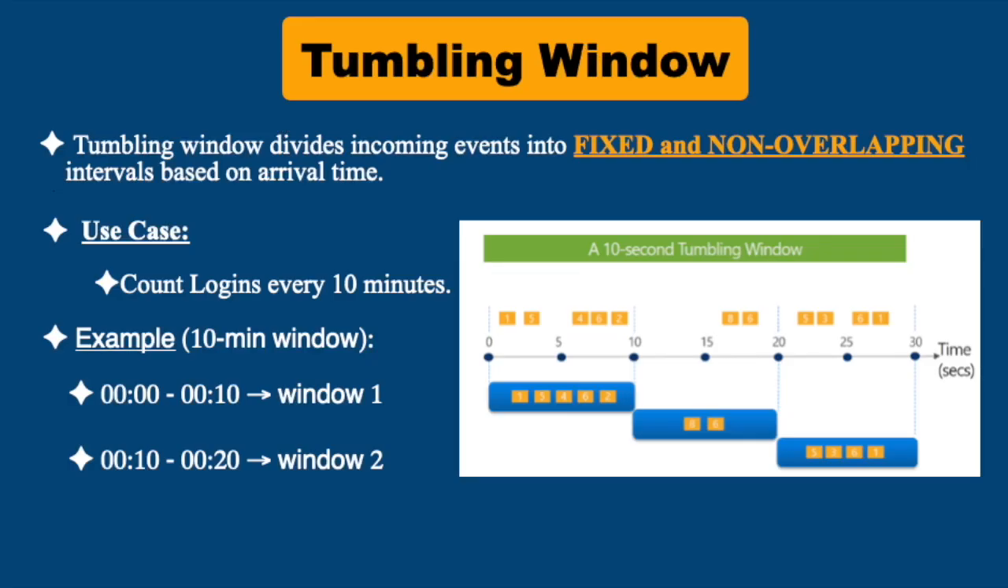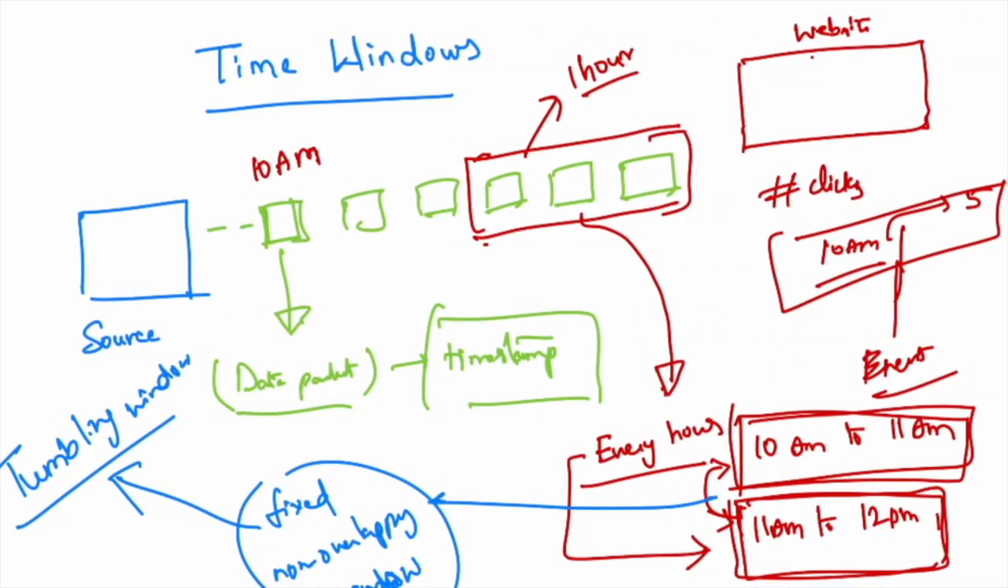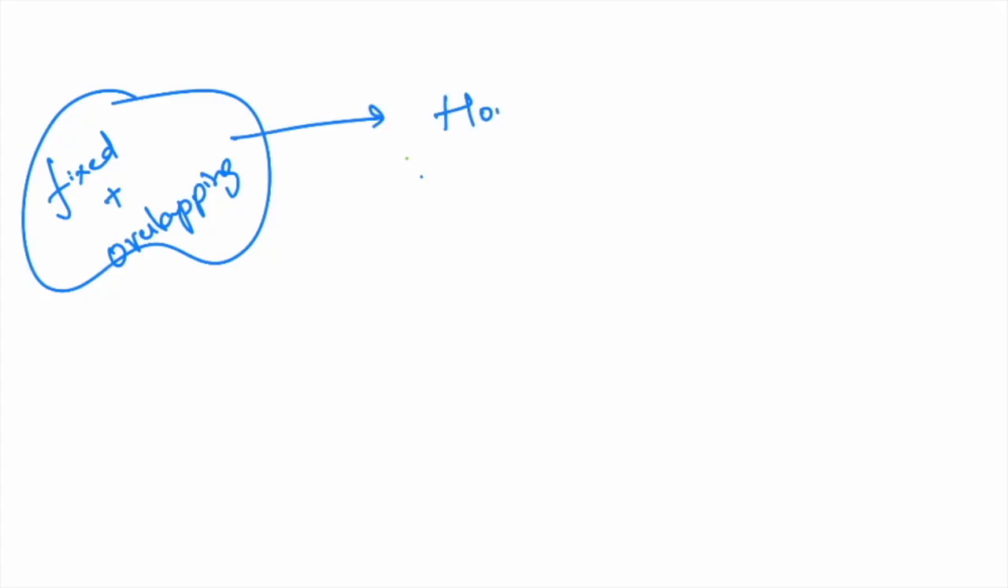So a tumbling window divides the incoming events into fixed and non-overlapping intervals based on arrival time. One use case is to count the number of logins every 10 minutes. So 0 to 10 minutes, that's window 1, 10 to 20 minutes, that's window 2, and so on. Now, obviously, if we have a non-overlapping window, we definitely will have an overlapping window, right? So when we have a fixed plus overlapping time window, then that is called a hopping window.